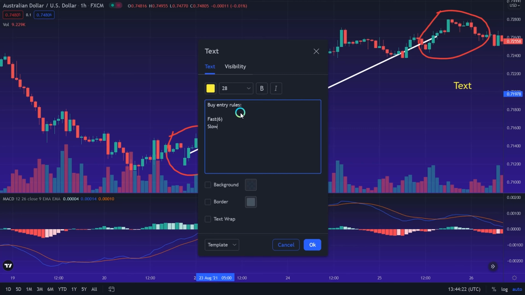The slow will be 13, and the signal one will be 4. So basically our first condition is that our main line has to cross above our signal line with these parameters that I showed you here. And we have a second condition as well. So this was our first condition, and we have a second condition.